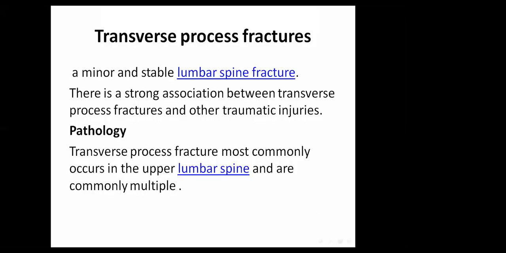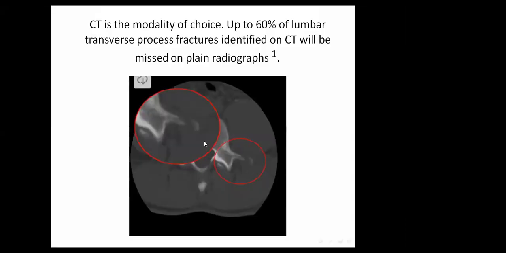Transverse process fracture is a minor and stable lumbar spine fracture. There is a strong association between transverse process fracture and other traumatic injury. Pathology: transverse process fractures most commonly occur in the upper lumbar spine and are commonly multiple. CT: transverse process fracture is identified on CT, and may be missed on plain radiograph.